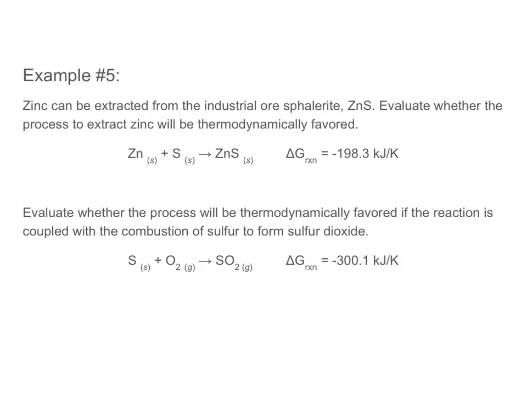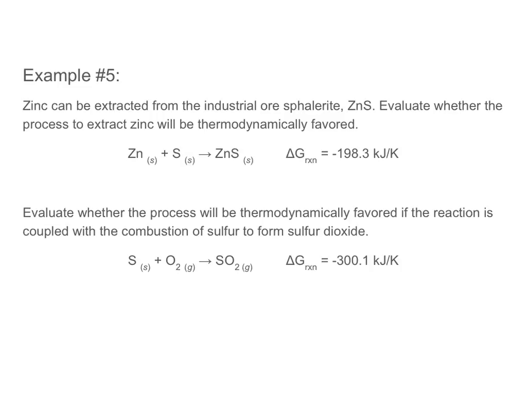Example number 5 says zinc can be extracted from the industrial ore sphalerite, ZnS, zinc sulfide. Evaluate whether the process to extract zinc will be thermodynamically favored. So, looking at this reaction, is this reaction thermodynamically favored? A lot of you are shaking your head yes. You are wrong. Aha! What is the question asking? If it would be thermodynamically favored when we extract zinc from ZnS.